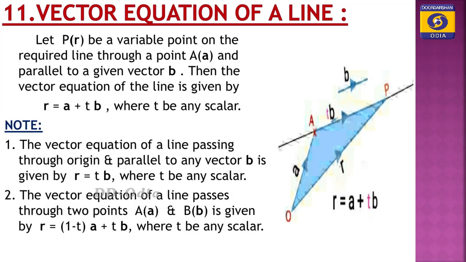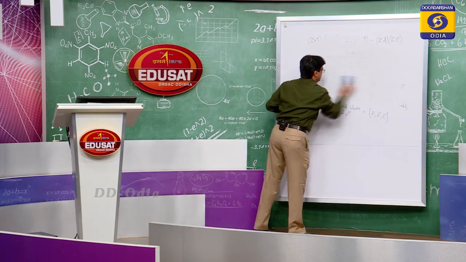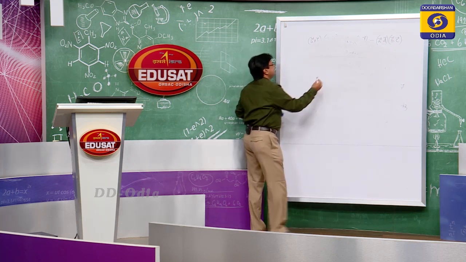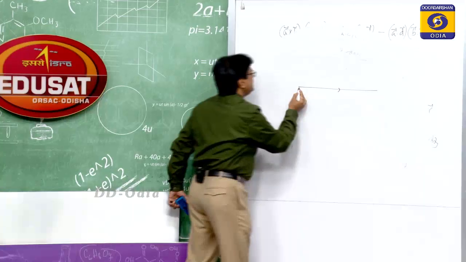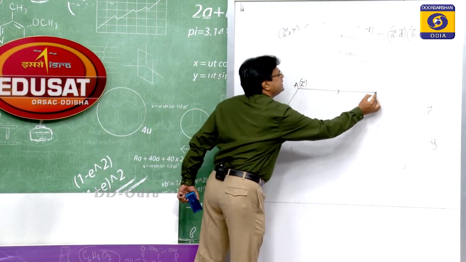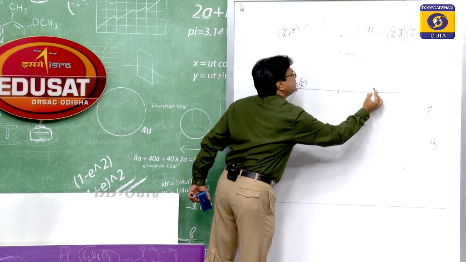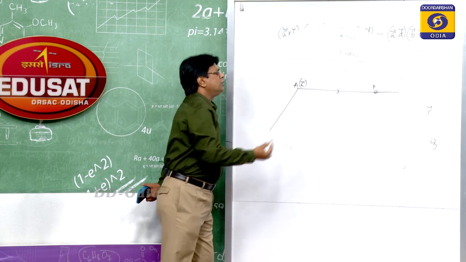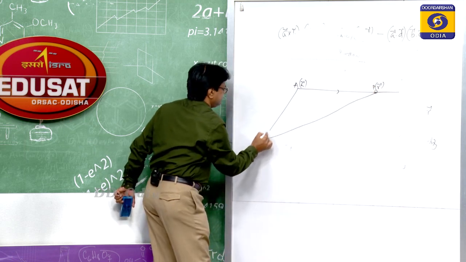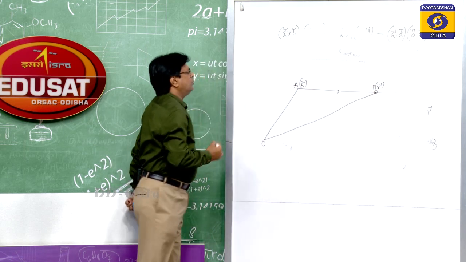Now we have to discuss the vector equation of a line. Okay. First, we have to find the vector equation of a line. So, consider a line where we have to take a variable point. Suppose this is a point with position vector a, and we take the point P, a variable point whose position vector is r. Now, this is your O.